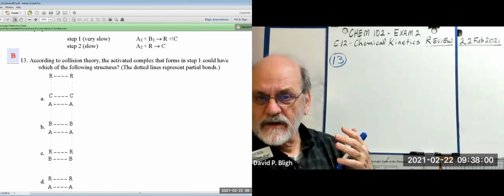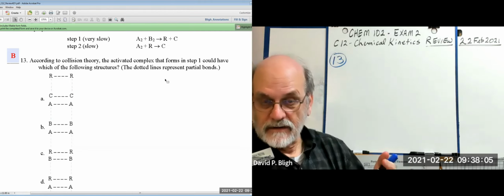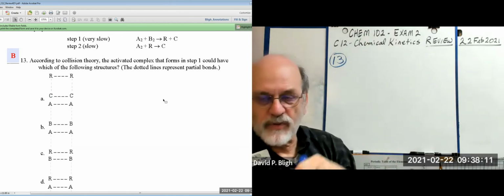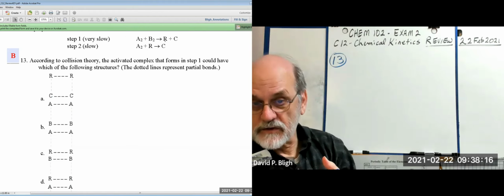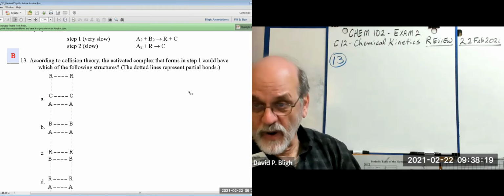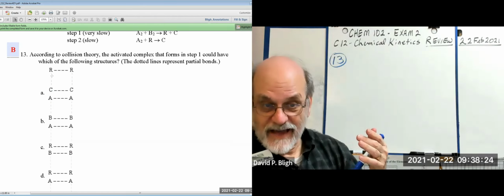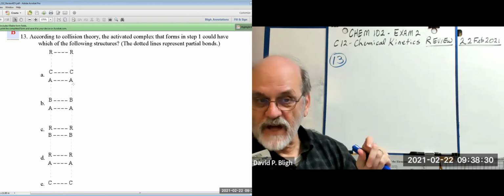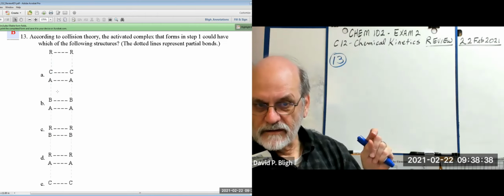Well, anything that has a product or an intermediate in it can't be right, because you're still in an activated complex step. You haven't gone over the hump yet. You're not producing an intermediate. You're not producing a product, which is R or C. So R and C cannot be part of the activated complex. It's got to be A and B only, right? So that lets this A out. B looks like a good candidate. There's the diatomic A and the diatomic B starting to form bonds here and breaking bonds here.